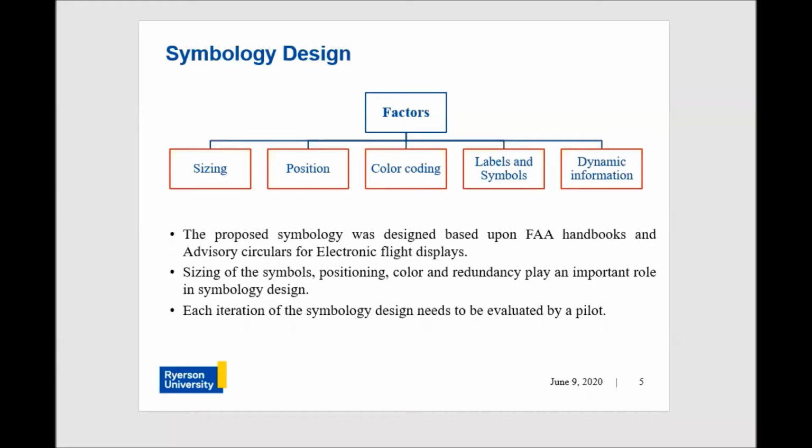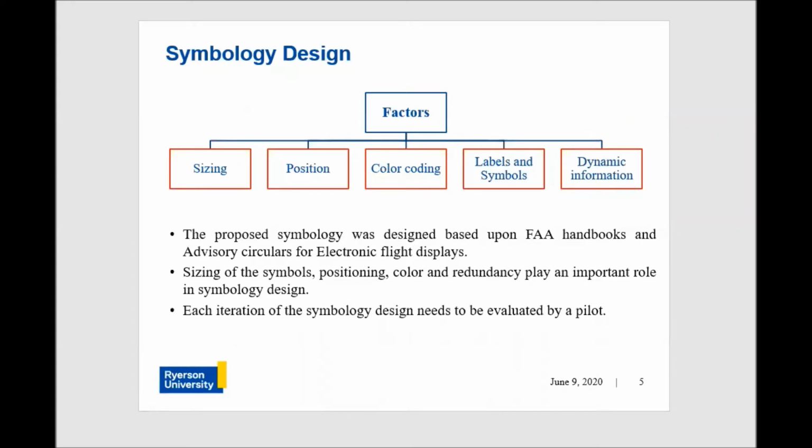So the first step in designing a symbology is to get a theoretical understanding of the basis of creating a symbology design. In order to do that, FAA handbooks and advisory circulars for electronic flight display designs were consulted in order to create a theoretical design of the symbology. And there are several factors that affect the symbology of the design, namely sizing, position, color coding, labels, and dynamic information.